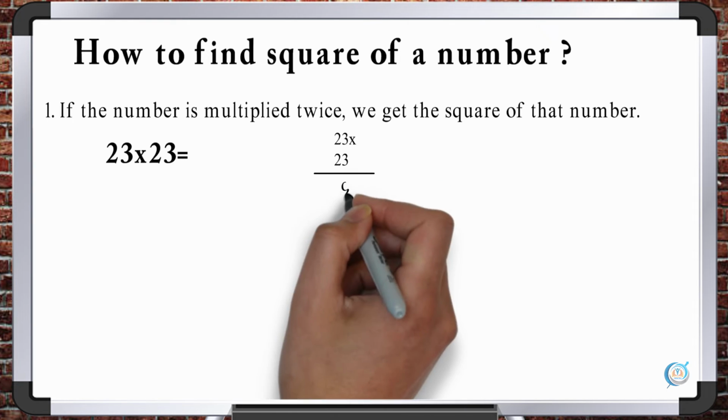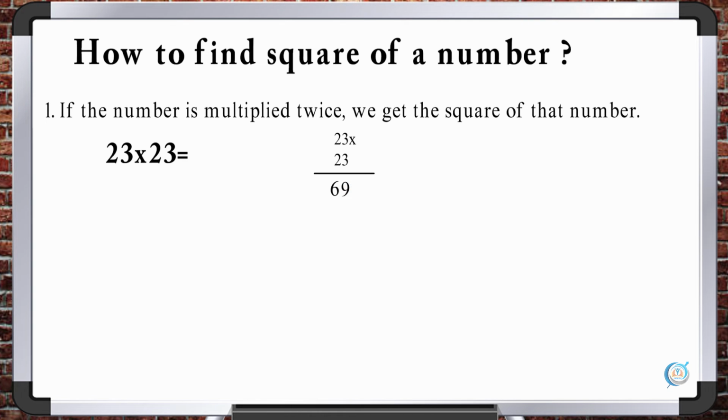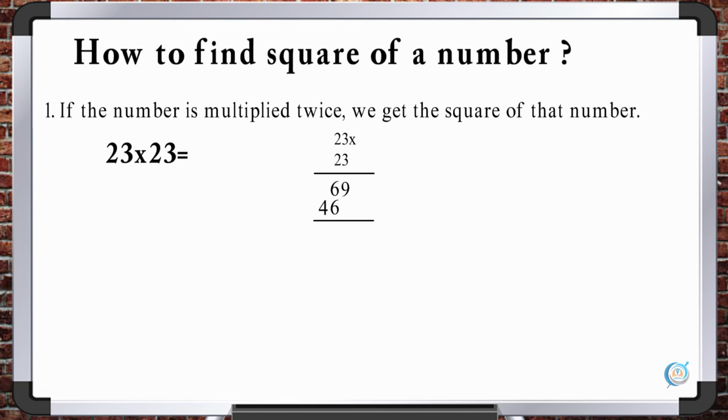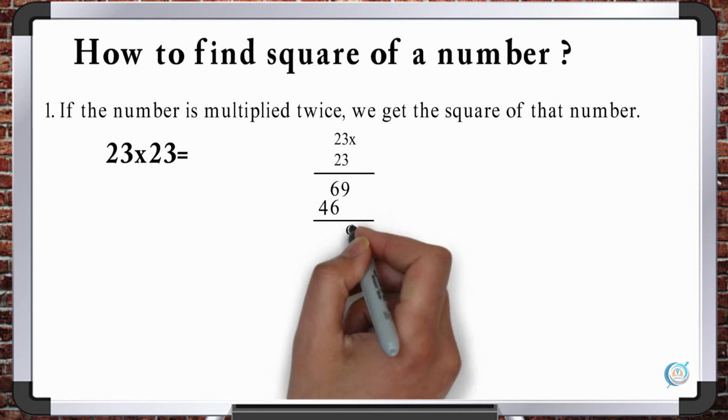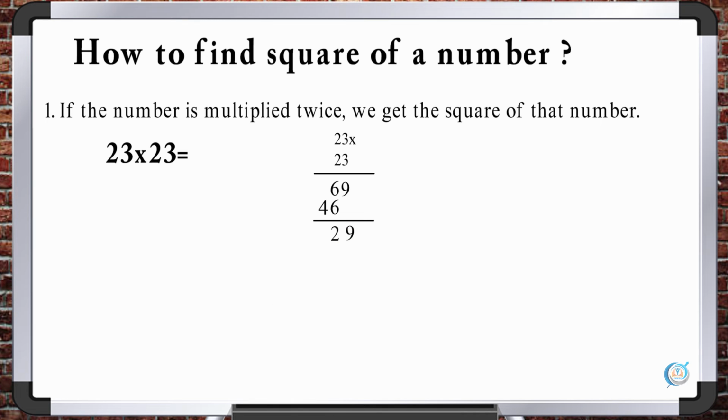Here 3 into 3, 9, 3 2s are 6, 3 2s are 6 again, 2 2s are 4. So the answer by adding we will get 9, 6 plus 6 12, 1 remainder, 4 plus 1 5. So the square of 23 is 529.